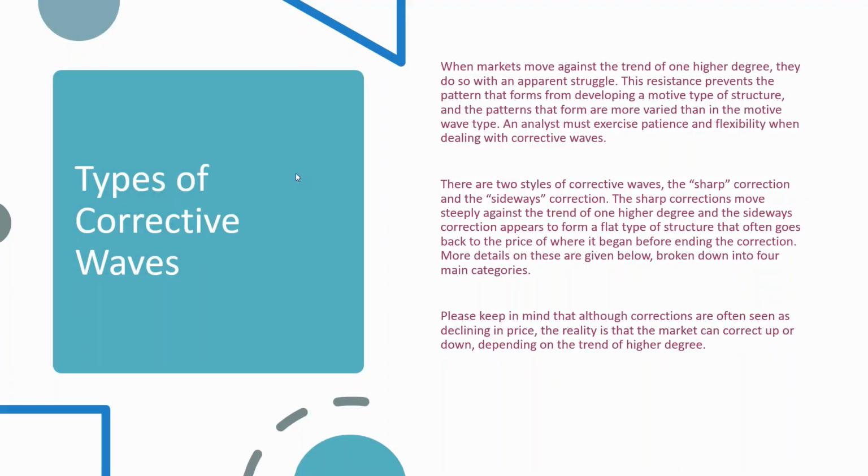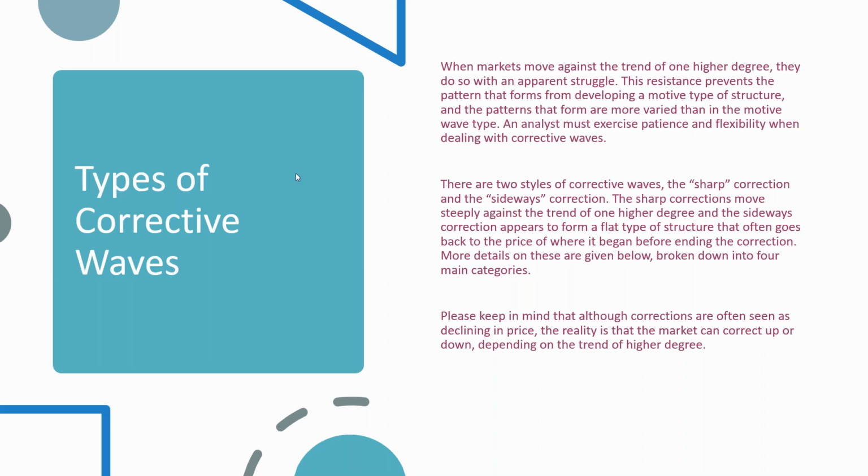There we go. When markets move against a trend, they do so with an apparent struggle. The resistance prevents the pattern that forms from developing a motive type of structure, and the patterns and form are more varied than in the motive wave. There are two styles of corrective waves, the sharp correction and the sideways correction. So that's the A, B, and C.